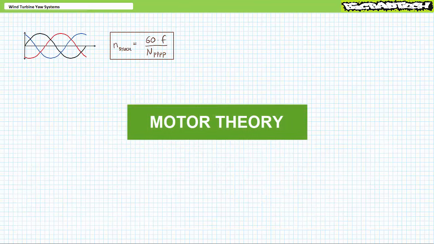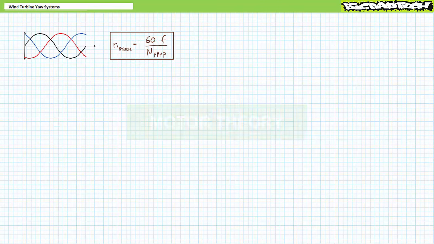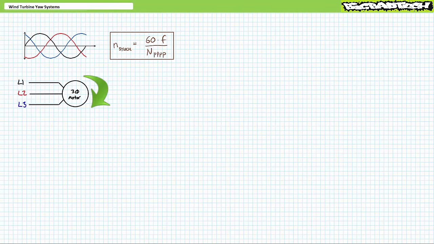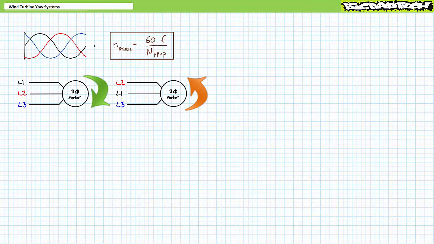Motor theory. Viewers will recall that three-phase AC creates a rotating magnetic field when applied to the stator of a three-phase AC motor, where the speed of the rotating magnetic field, the synchronous speed, is directly proportional to excitation frequency and inversely proportional to the number of pole pairs per phase. Additionally, viewers will recall that the rotational direction of the stator rotating magnetic field can be reversed by swapping any two applied phase sequences. For example, if L1, L2, L3 establishes clockwise rotation, L2, L1, L3 establishes counterclockwise rotation.